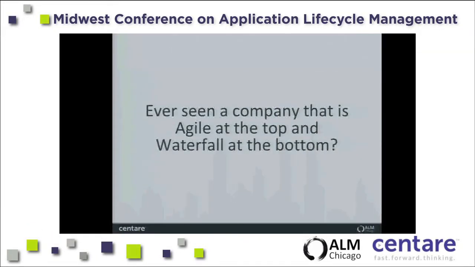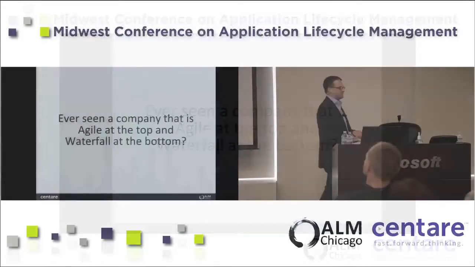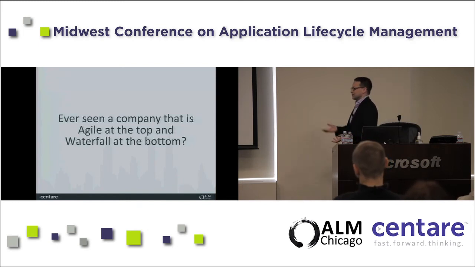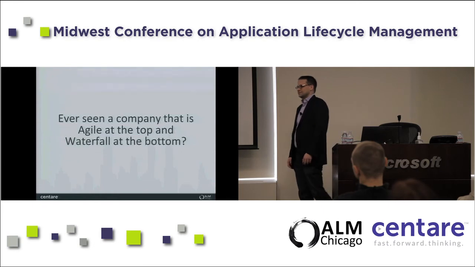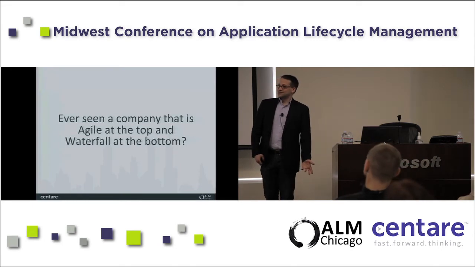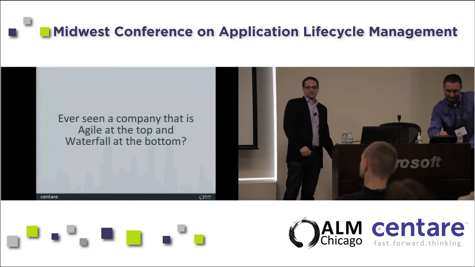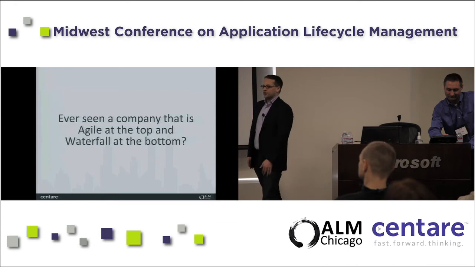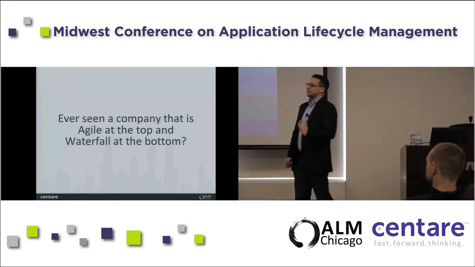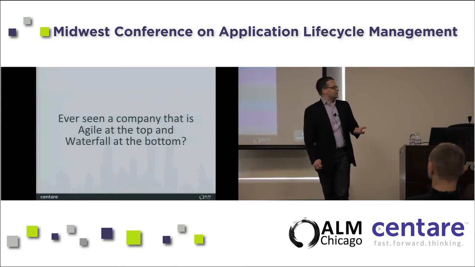Has anyone ever seen a company that was Agile at the top and Waterfall at the bottom? No. So what does this tell us about the relationship between the two groups? Any particular motivations that might be there? I just want to manage. It's all about managing.